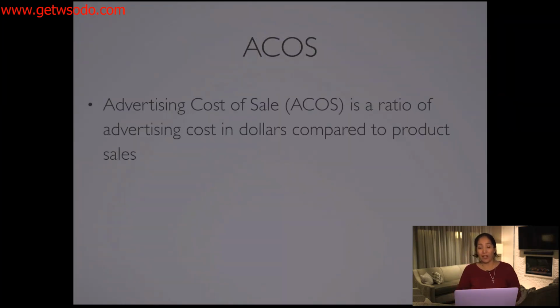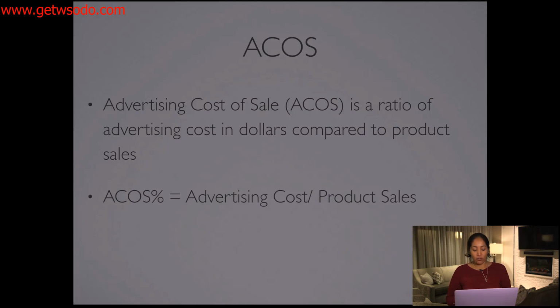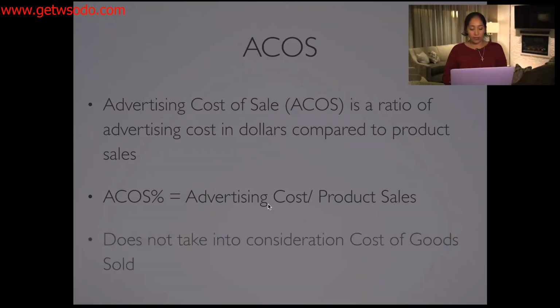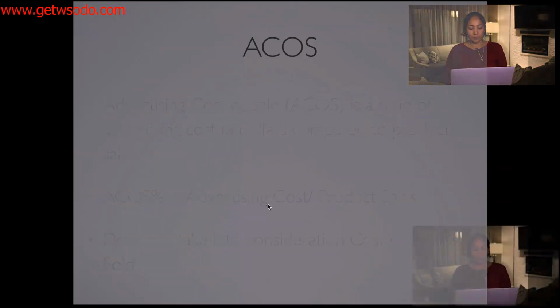So now let's talk about ACOS, and then in a minute we'll talk about the third campaign that you should be starting. ACOS stands for the advertising cost of sale, and it is a ratio of advertising costs in dollars compared to product sales. It usually is spelled out ACOS, and it means the advertising cost, or whatever you paid for the advertising, divided by the product sales. But it does not take into consideration the cost of goods sold.